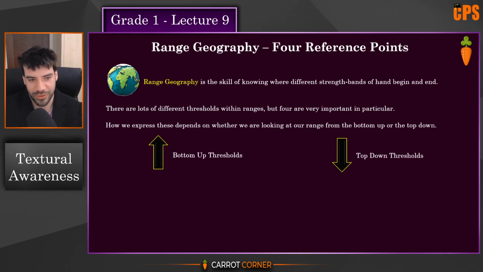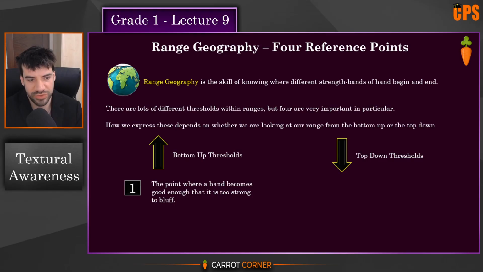There are 2 types of threshold in poker: bottom-up thresholds, where we start by searching from the bottom of our range and moving our way upwards, sort of scanning up through our range and noticing things as we go. And secondly, we have top-down thresholds, where we do the very same practice, but beginning at the top of the range and working down towards the bottom.